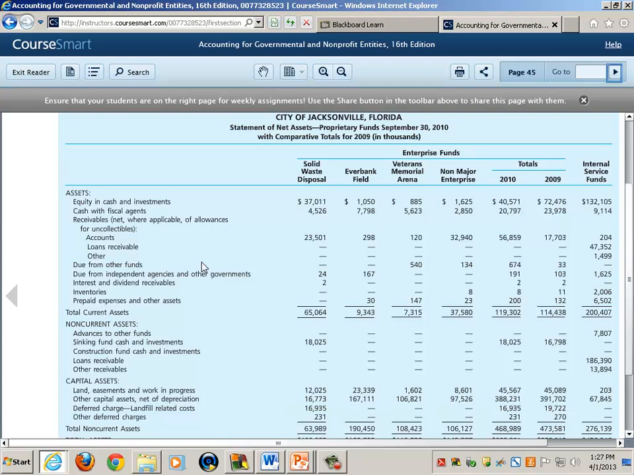These are all the major enterprise funds on the left. Internal service fund is listed all the way to the right. Is this number reflected in this number? No, this number is not reflected in this number. It's separate. See how it's presented? It's kept separate.